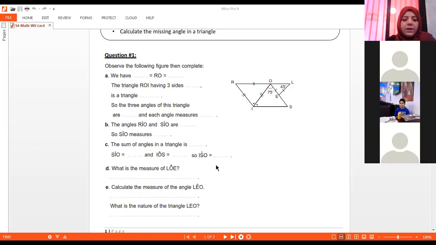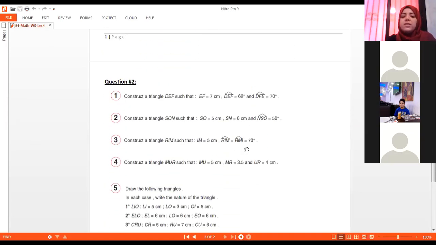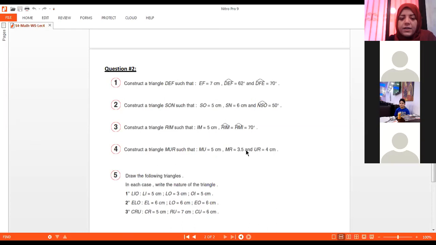Let us go for another exercise because this is very easy. This is about construction, constructing triangles. And there are, as I told you, 3 cases. Either I will give you the 3 sides, or 1 side and 2 angles, or 2 sides and 1 angle. So go back to the video and watch it.